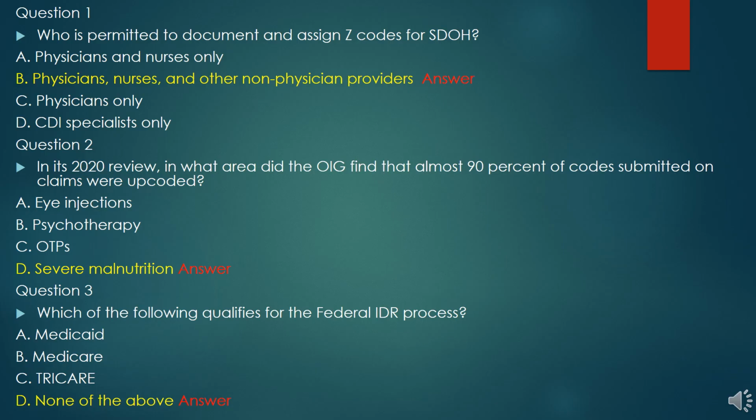Answer. Question 3. Which of the following qualifies for the federal IDR process? A. Medicaid. B. Medicare. C. TRICARE or ED. D. None of the above.